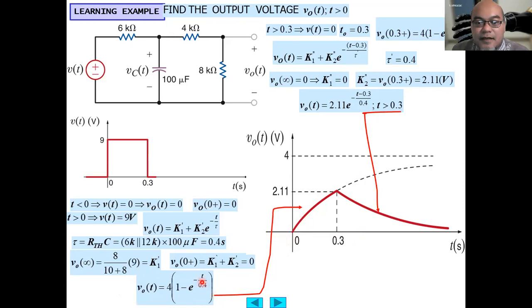At t equals 0, this equals 0. At t equals 0.3, the value is 2.11. This is the initial value. But then after t equals 0.3, it decays. So the solution will be this equation. It decays like this until it reaches 0 at infinity.